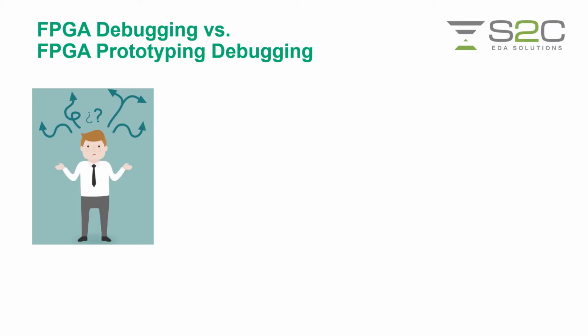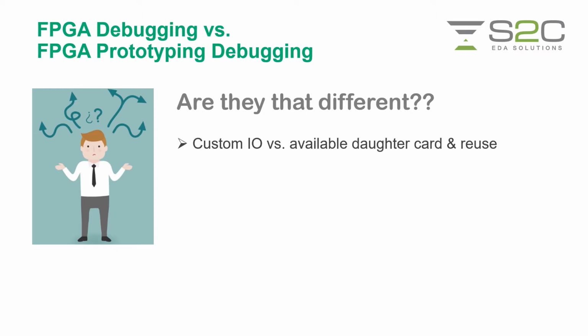Before we dive into details, let's first compare FPGA debugging and debugging for FPGA prototyping. Well, you may be asking yourself, aren't both cases using FPGAs? And are they really that different? Well, for one, if you're debugging a conventional FPGA design, you're most likely using your own custom board design with matching I/Os. And with FPGA prototyping, you would have to consider if matching daughter cards and connectivity are available.